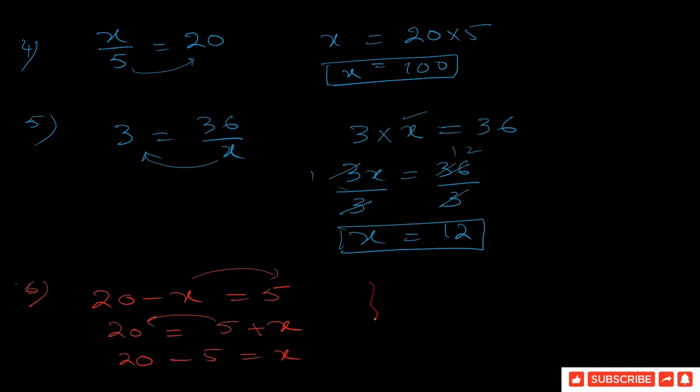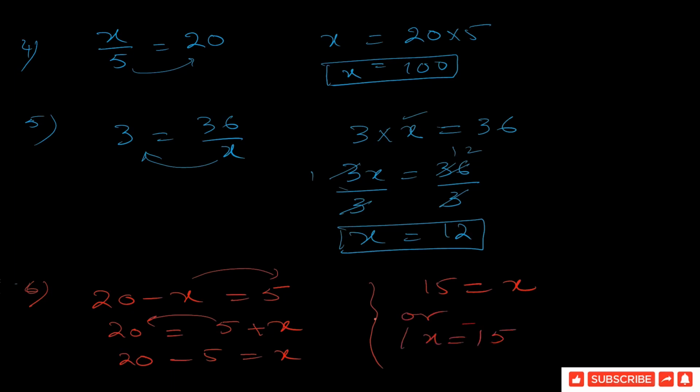Which means 15 is equal to x. Then we take x to this side and 15 to the other side. Like when we invert the equation, no sign changes. So here we can write x is equal to 15.